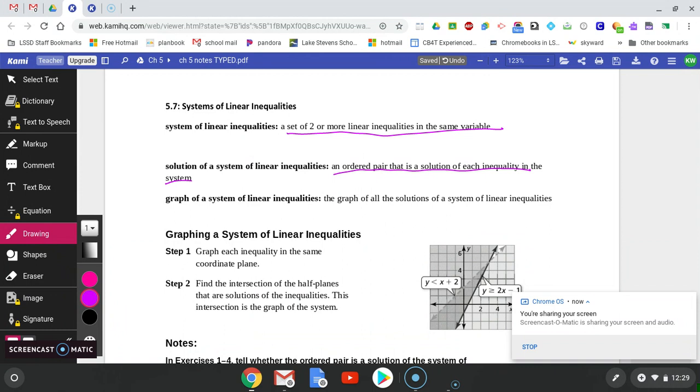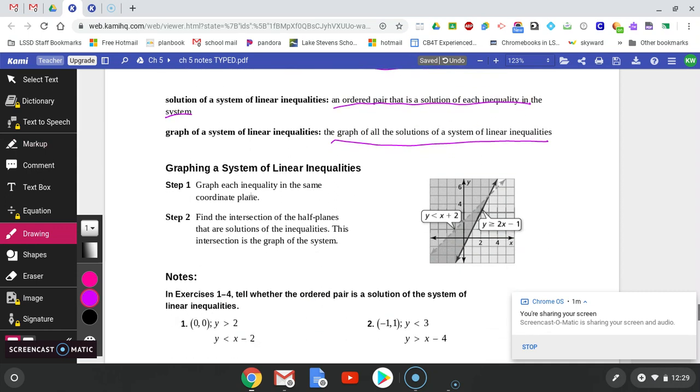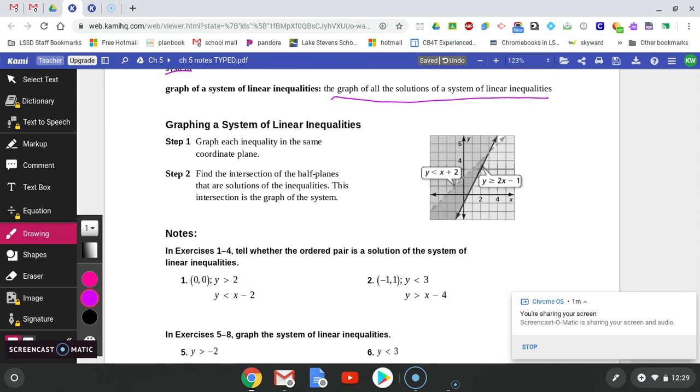And you're going to find out it's not just a single coordinate point, it's going to be an entire region most of the time that we're going to be shading. So the graph of your system of linear inequalities is going to be the graph that shows all of the solutions to that system. So step 1, graph each inequality. Step 2, find the intersection of the half planes. In other words, where did you shade for both of them? You're going to shade on one side of the first line and then on one side of the second line. Your answer is going to be the region that was shaded for both of them.